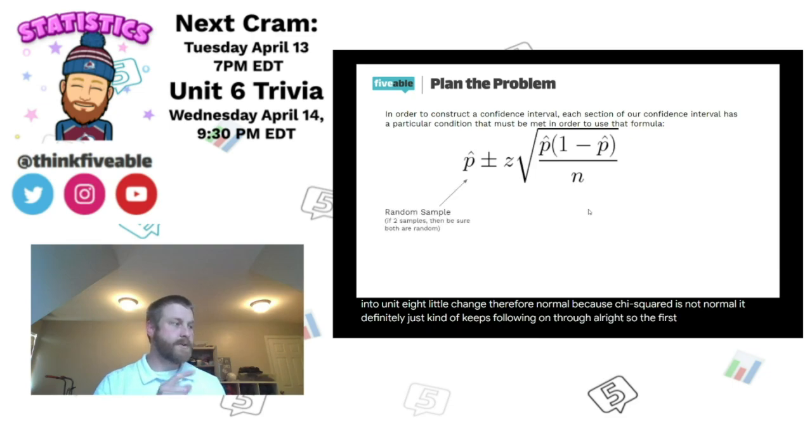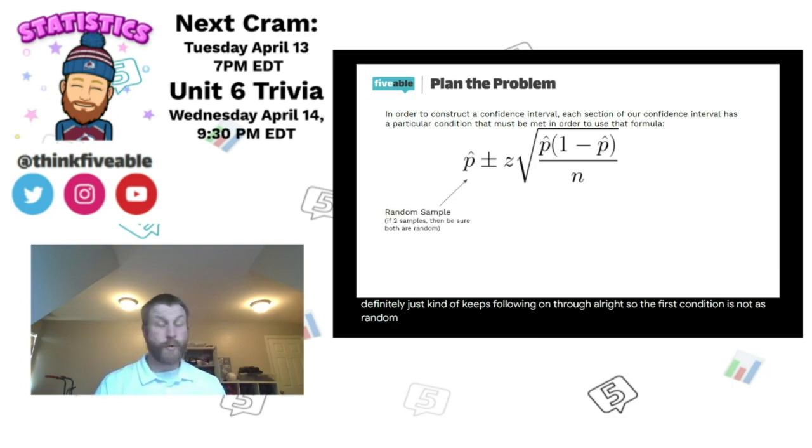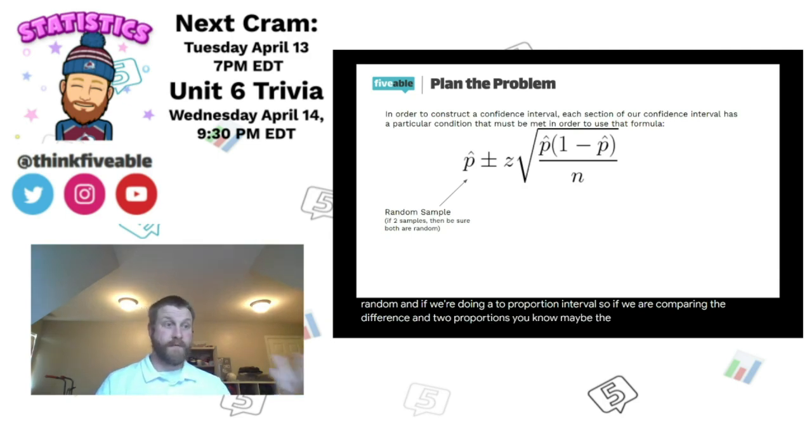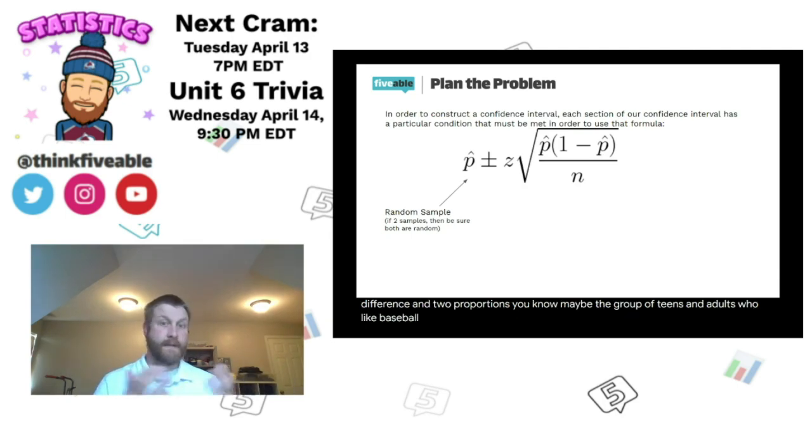All right, so the first condition is random, and if we're doing a 2 proportion interval, so if we are comparing the difference in 2 proportions, maybe the group of teens and adults who like baseball, and seeing if there's any difference, then you have to make sure that both samples are random.